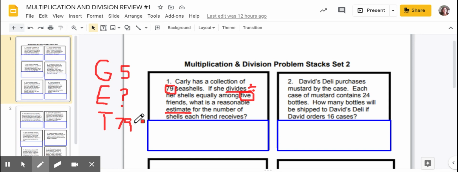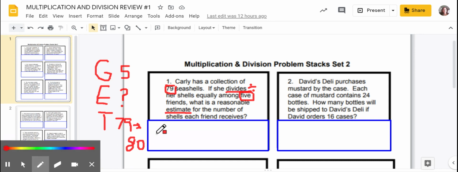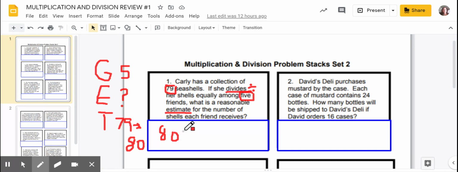In this case, we're going to round 79, not 5, because 5 is the number we're dividing by. So since 79 is in the tens place, we're going to round to the nearest 10. 79 rounded to the nearest 10 would be 80. So then in our box, we can go ahead and type in 80 divided by 5.